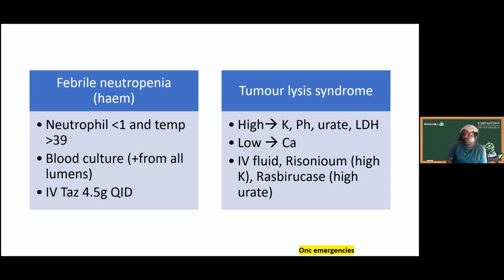You want to give them resonium, and that's for the high K, and then something called rasburicase, which really targets the high urate. Lowering the high urate protects the kidneys, but also protects against flare-ups like gout. And the resonium is there really to protect against the high K and to ensure that you don't get a hyperkalemia-like picture. And in these patients, you might even need to give calcium gluconate to stabilize the cardiomyocytes.